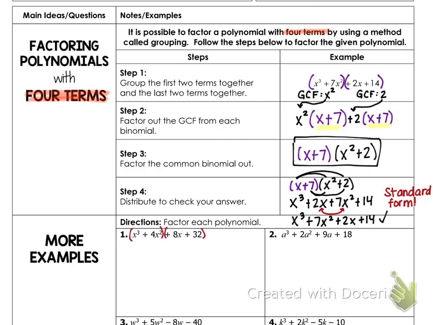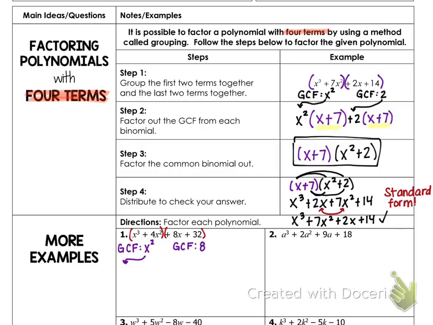So let's look at number 1, directions. Factor each polynomial. So the first thing we're going to do is group the first 2 and the last 2, just like this step says up here. Then we're going to factor out the GCF from each binomial. So take the first one. Let's look for the GCF. We have x cubed and then 4x squared. X squared is our GCF. We have 8x and 32. They don't have an x in common, but they have an 8 in common.